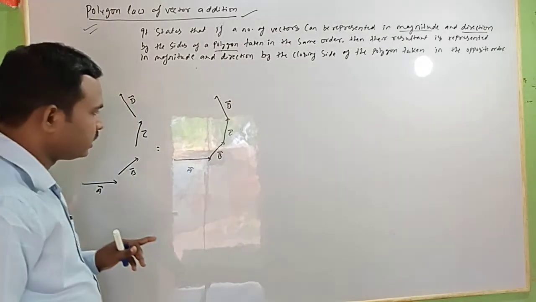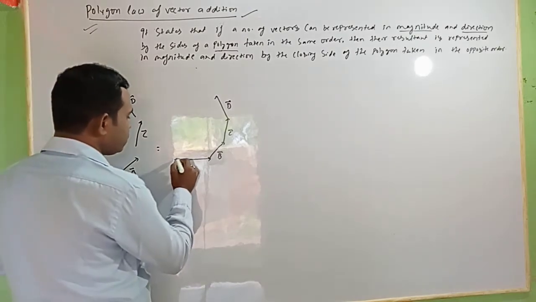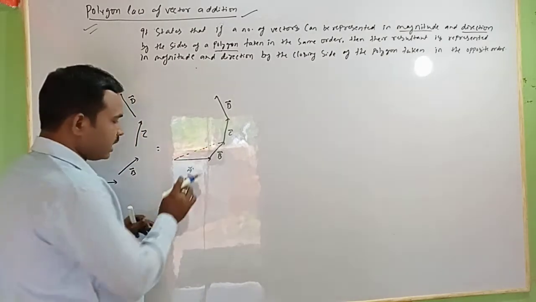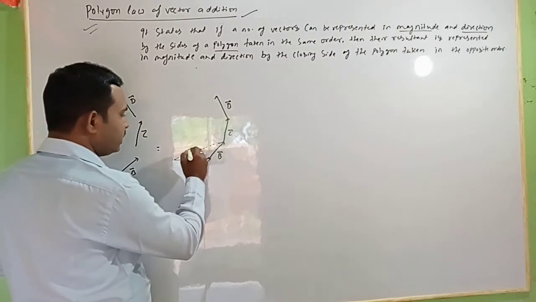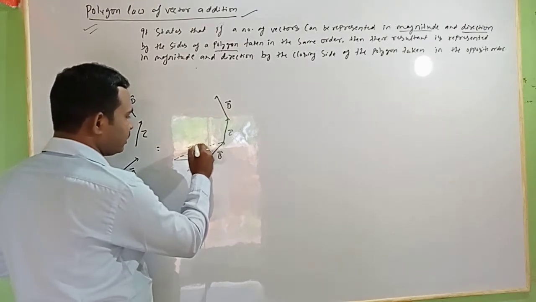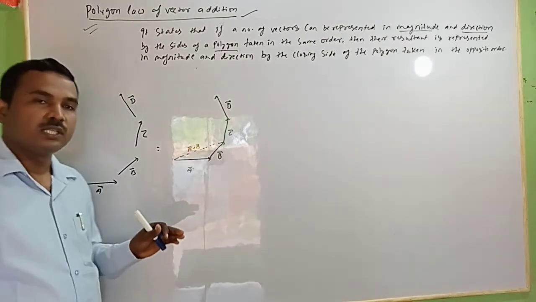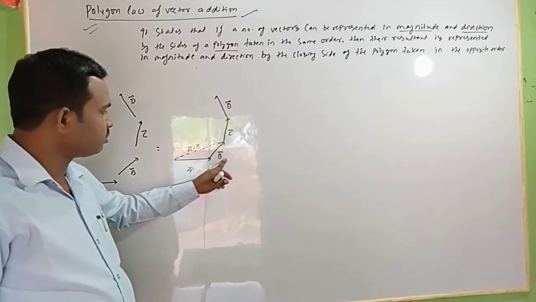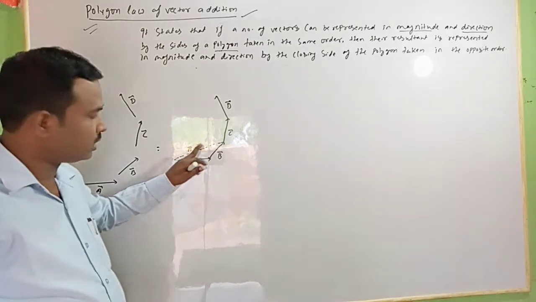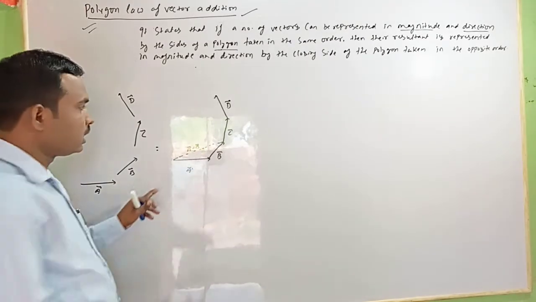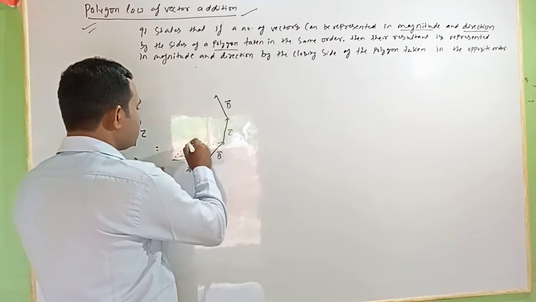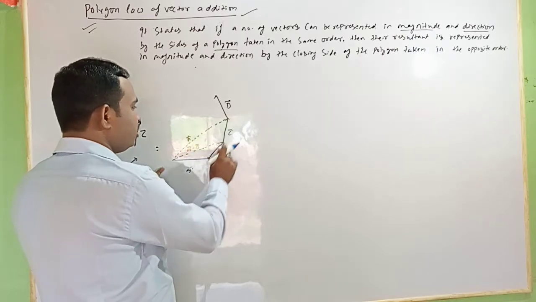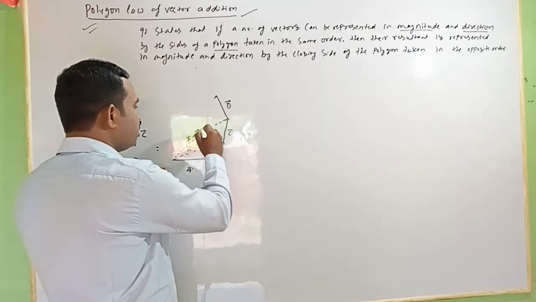Now you can join this one. If you join these two vectors, this will be the resultant, the sum of vector a plus vector b. And you know that the resultant means the sum of the two vectors. So vector a plus b is this one, that is called the resultant. If you see, this is a triangle. Another one more is there, you can join here, so here will be vector a plus b plus c. Very good.